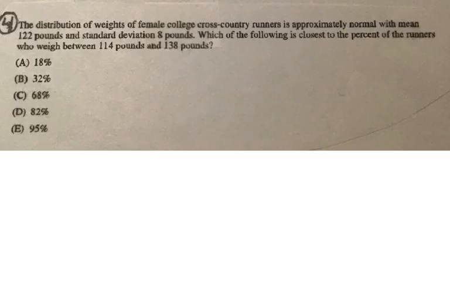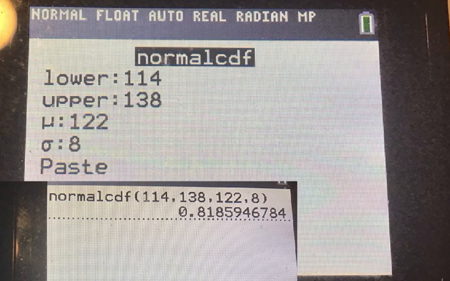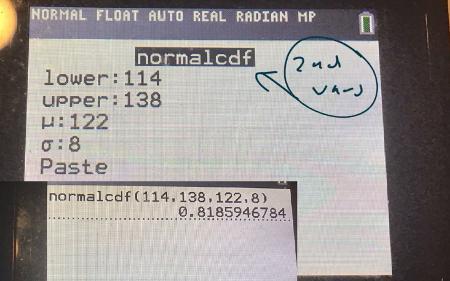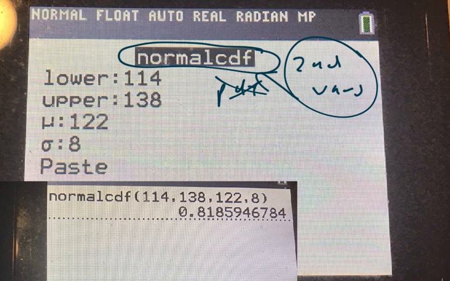Anyways, let's look at number 4. Okay, so this one we talked about in class. This one's straight up calculator. You'll be allowed to use a calculator. You're going to go to second vars. Second vars on your calculator is going to allow you to do normal CDF. Remember, we never do PDF, right? And you're just going to put in the information.